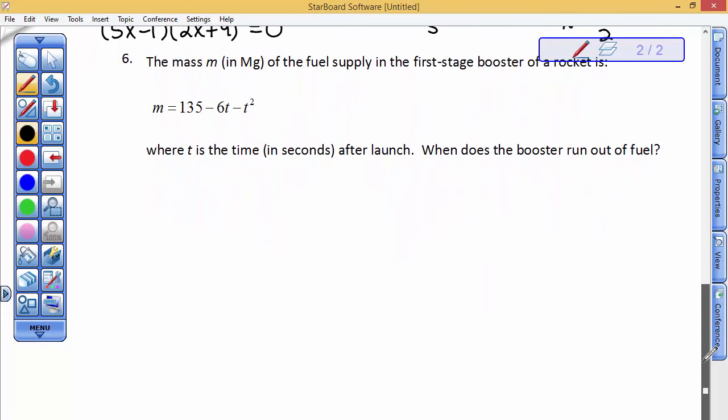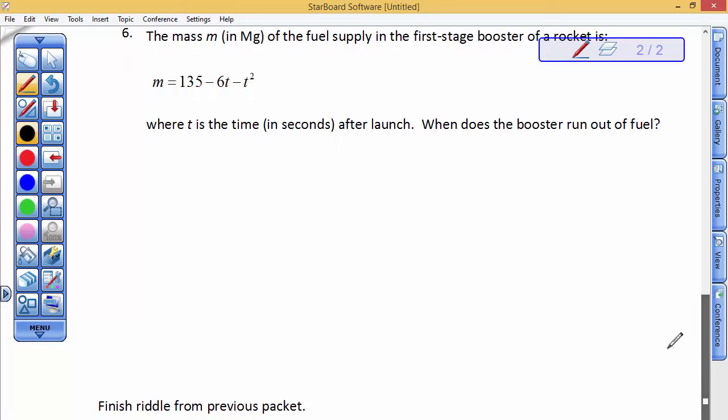When does the booster run out of fuel? When you do this problem, let's see, where t is a time in seconds, when does the booster run out of fuel? And that would be the mass of the fuel supply. So that would be 0 right here. I think it's easier to move the t squared over to the left and make it a positive t squared, and the 6t over to the left and make it a positive 6t, and then the 135 to the left and make it negative. Do you see what I've done? I've moved this over here, this over, and even the 135.